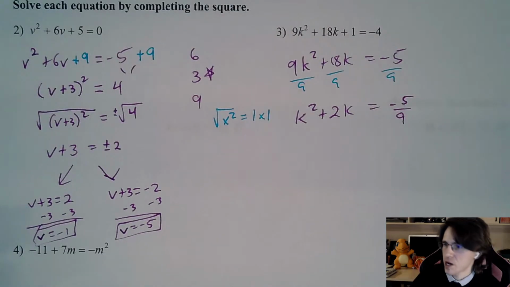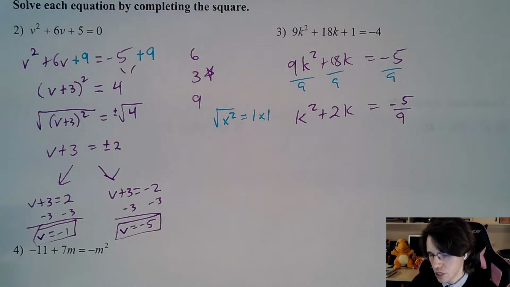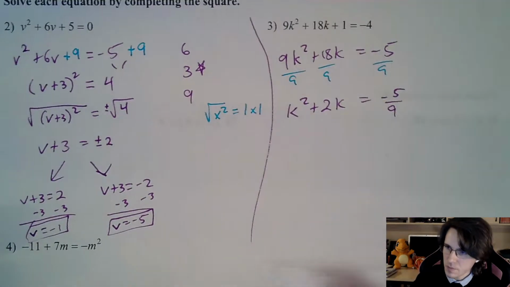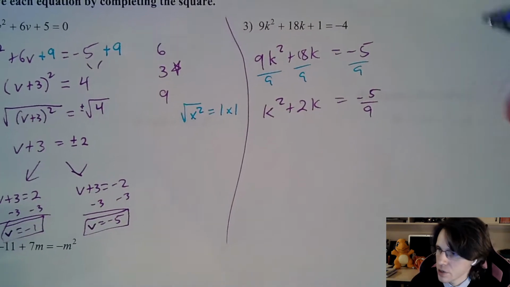Please leave this as a fraction. If you don't leave it as a fraction, you'll get a strange decimal. You'll round incorrectly. You'll get the wrong answer in the end. So you do need to leave it as a fraction. And then you complete the square just like normal.